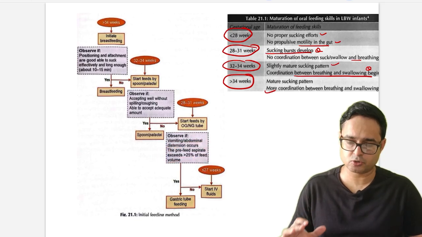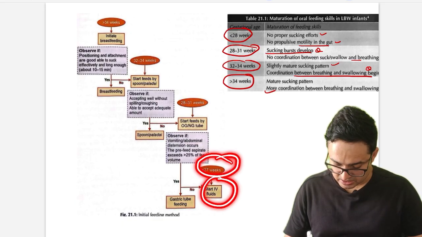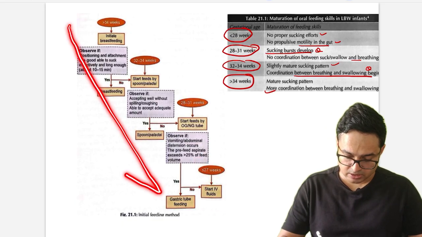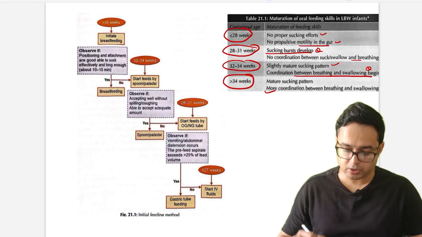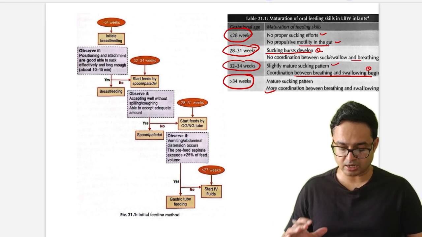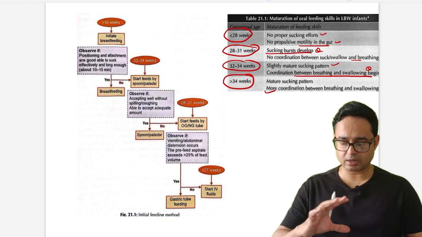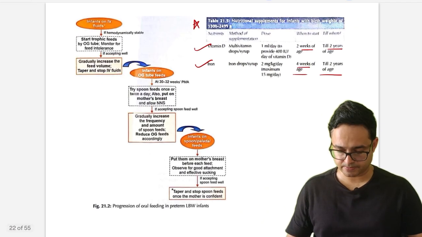it is feed intolerance. We will discuss feed intolerance in detail also. And for less than 27 weeks, start IV fluid. So this is the feeding ladder of neonatal nutrition, especially according to gestational age. You have to remember all the criteria and cutoffs, and a statement or clinical scenario based question can be asked.